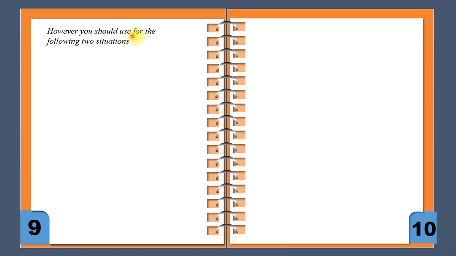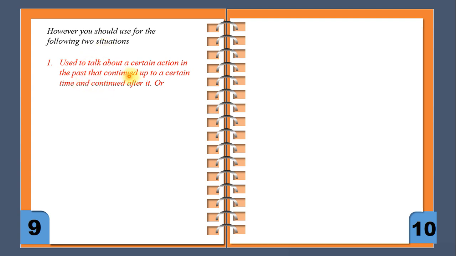However, you should use past perfect continuous for the following two situations. ለሚከተሉት ምክንያቶች እንጠቀማለን ወይም በሚከተሉት ሁኔታዎች። First, you should talk about a certain action in the past that continued up to a certain time and continued after it.